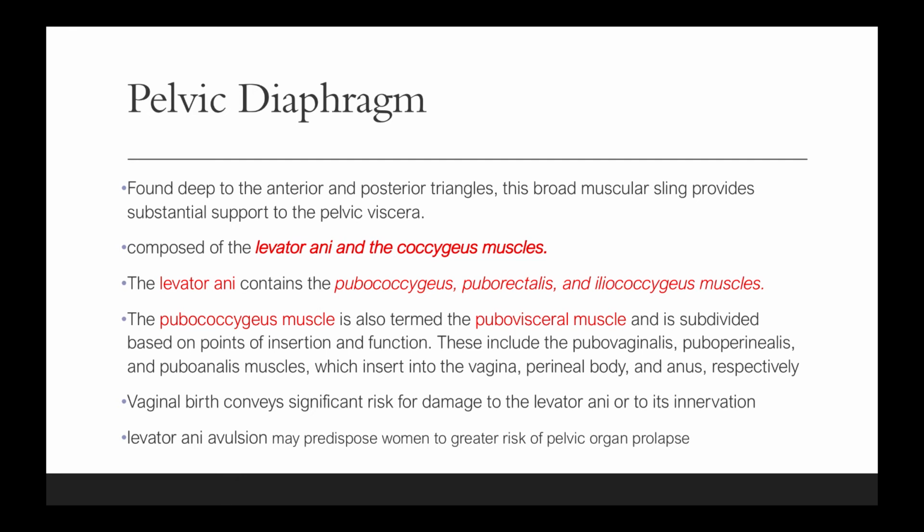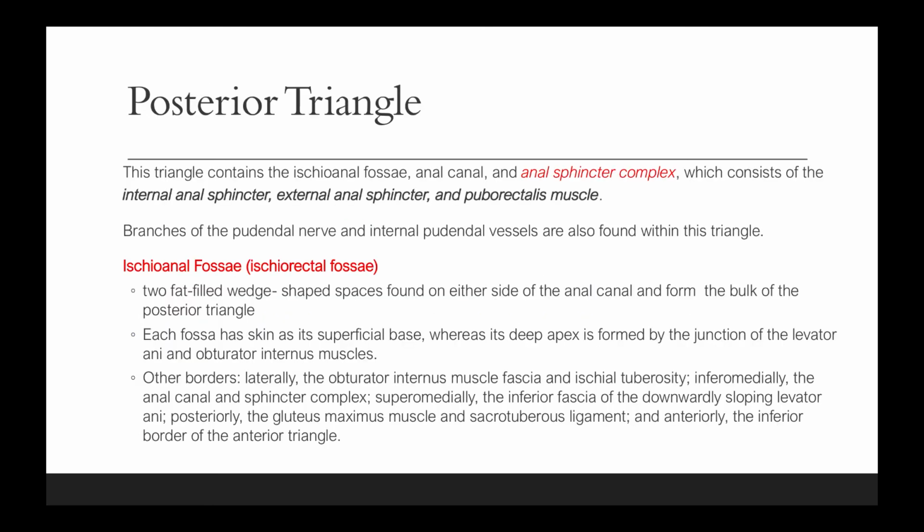Vaginal birth conveys significant risk for damage to the levator ani or its innervation, and levator ani avulsion may predispose women to greater risk of pelvic organ prolapse.